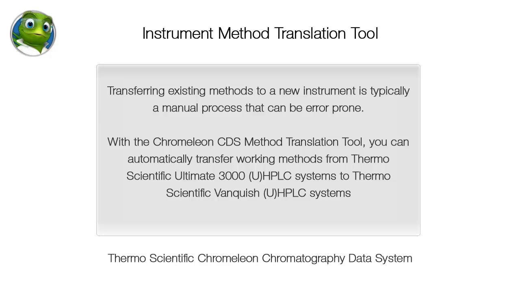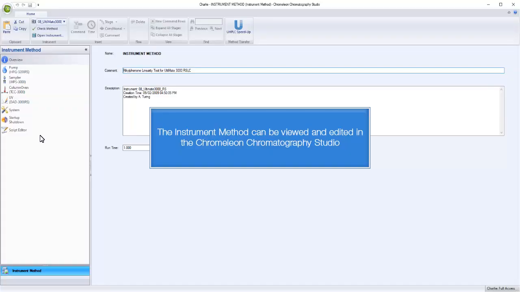Transferring existing methods to a new instrument is typically a manual process that can be error-prone. With the Chromeleon CDS method translation tool, you can automatically transfer working methods from Thermo Scientific Ultimate 3000 UHPLC systems to Thermo Scientific Vanquish UHPLC systems. The instrument method can be viewed and edited in the Chromeleon Chromatography Studio.